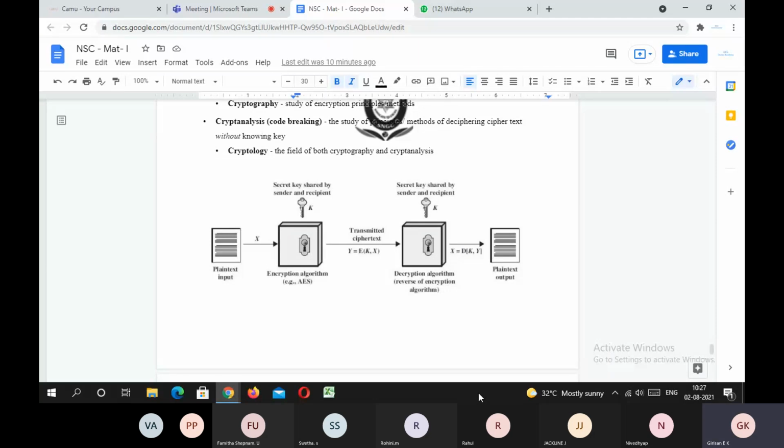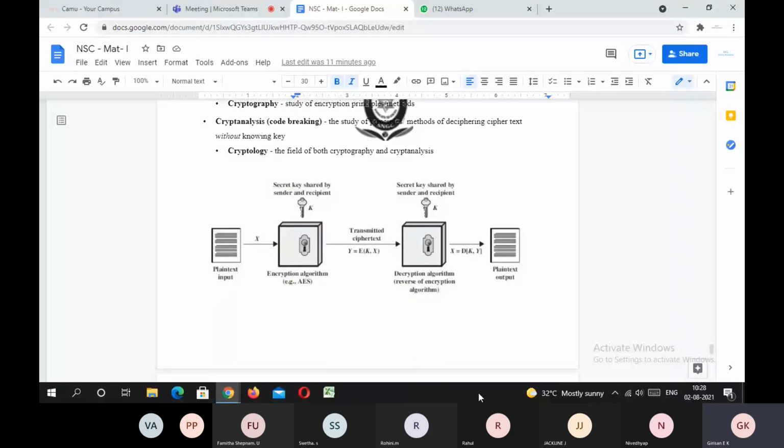If the sender is encrypting using a process, let us assume A to Z, A, B, C, D like that, then the receiver will do the reverse of what has been done by the sender. He will come from Z, Y, X, dot, dot, dot, A. That process is said to be decryption. For that also, he will use an algorithm and a key. He also will use a key. And after the process of decryption, he will get the plain text.